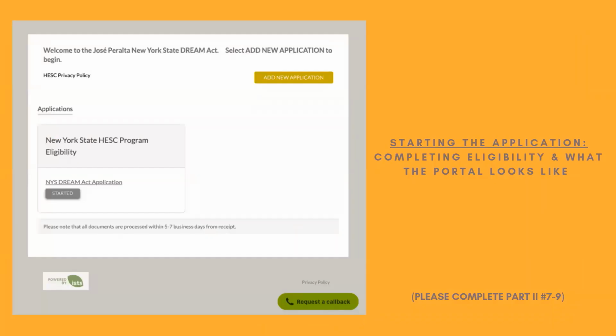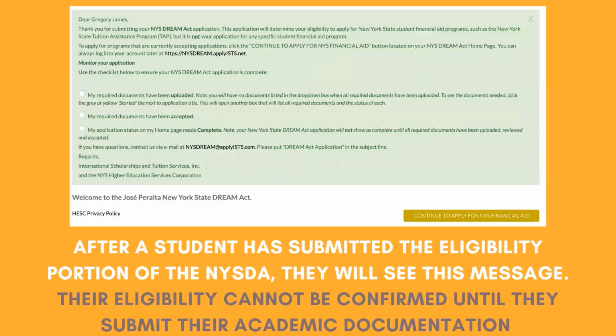Here's what the portal actually looks like. And when you start the application, the eligibility portal is going to look exactly like this. It's going to say New York State DREAM Act application started. You're going to click on there and begin your application. Once you've completed the entire application, you really must make sure to follow this checklist up above before you continue on to the second section.